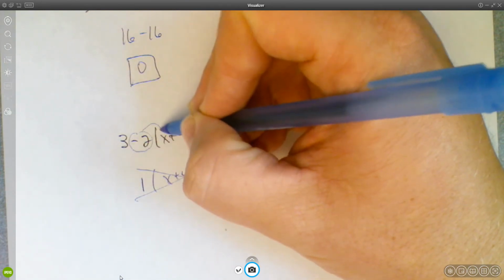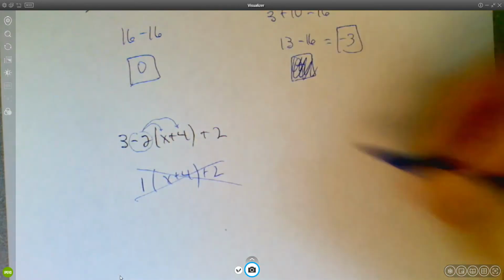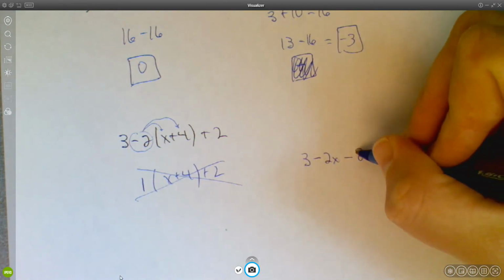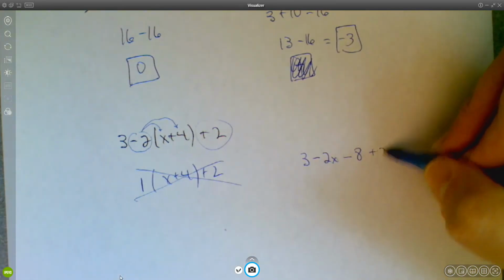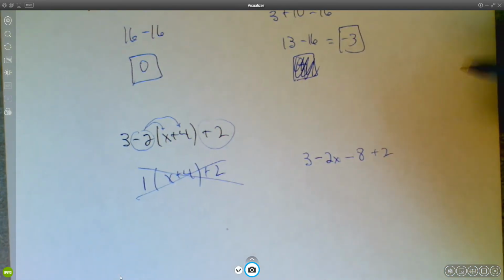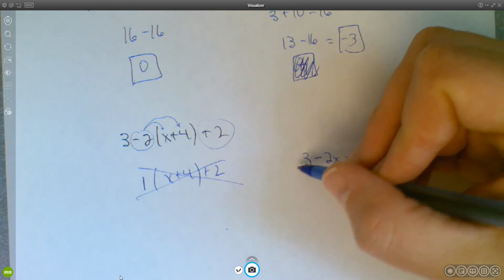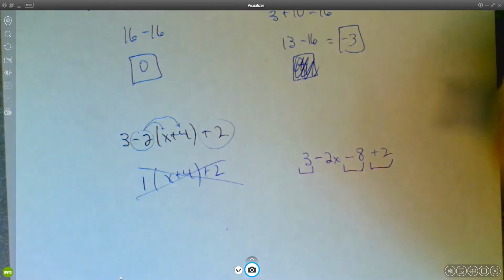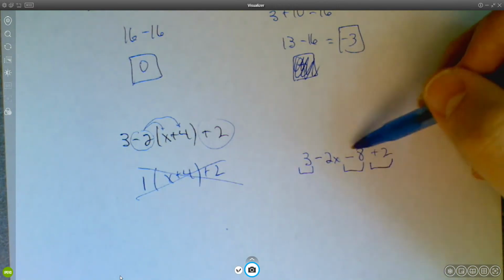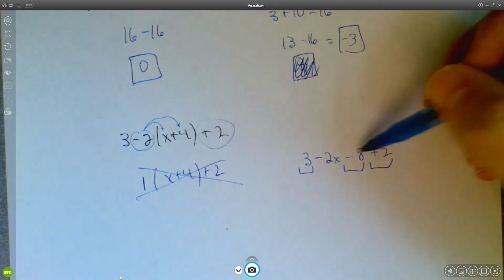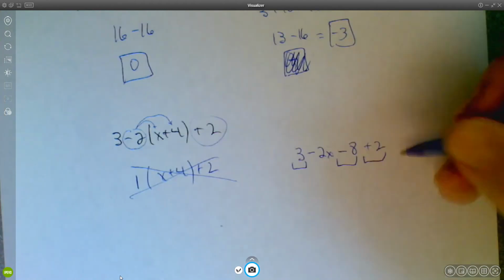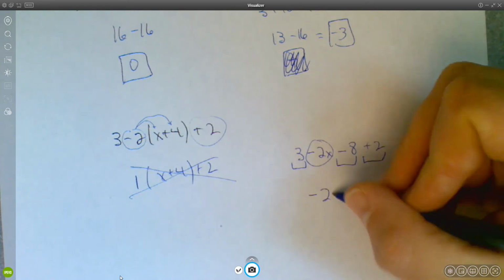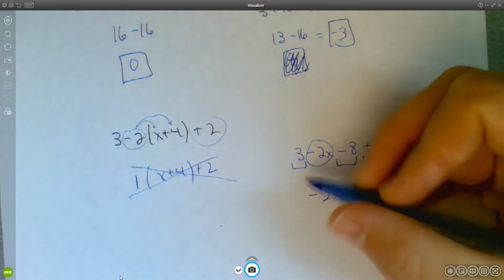Now when you do that, make sure to take the sign in front. So this is going to be a negative 2x and a negative 8, right? So we're going to have a positive 3, a negative 2x, a negative 8, and then the plus 2 comes along for the ride. That's what you should really have. And then when you combine your like terms, you've got a 3, a negative 8, and a positive 2. So 3 and negative 8 will give you negative 5, and the negative 5 plus 2 will give you negative 3. And then the 2x is a negative, so it's negative 2x minus 3.